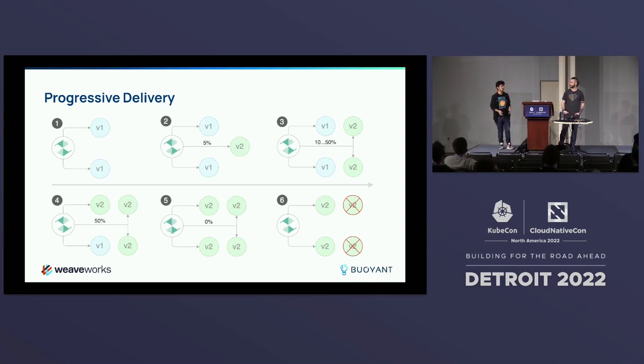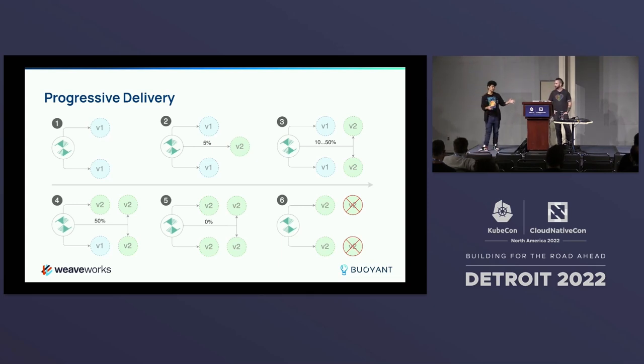One of the prerequisites here is that you need to have a robust observability stack, something like Prometheus, Datadog, whatever works in your organization. It doesn't matter, but as long as you have something which can track the performance of version two of your application, you're good to go.